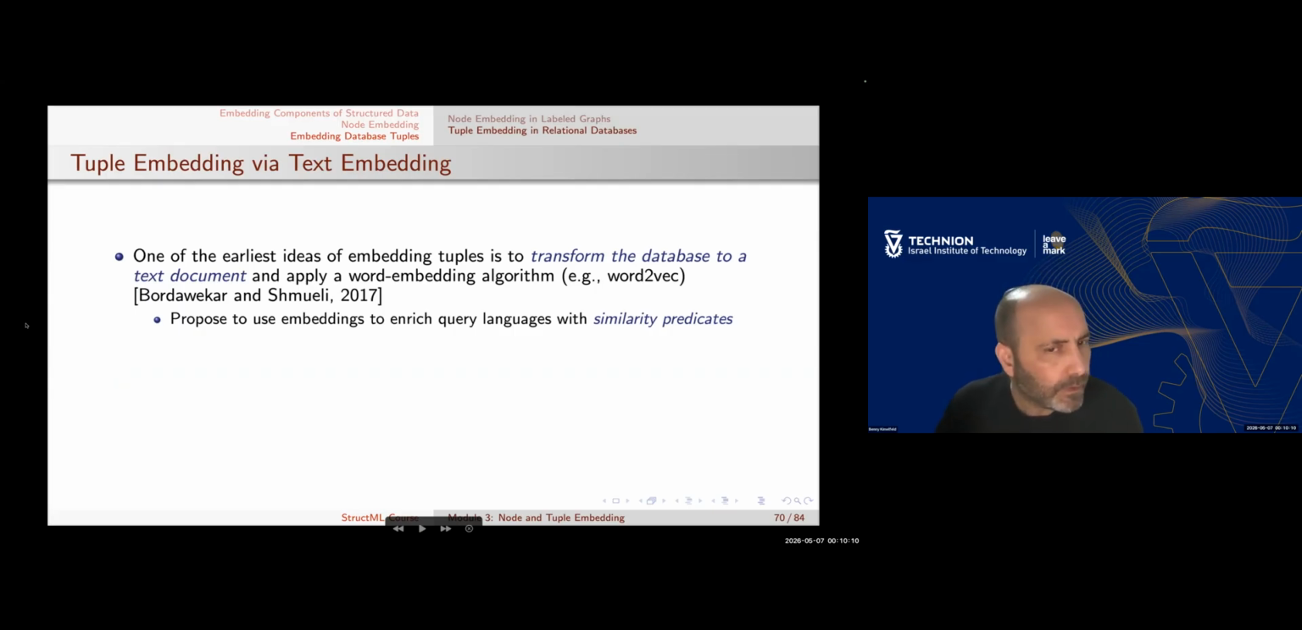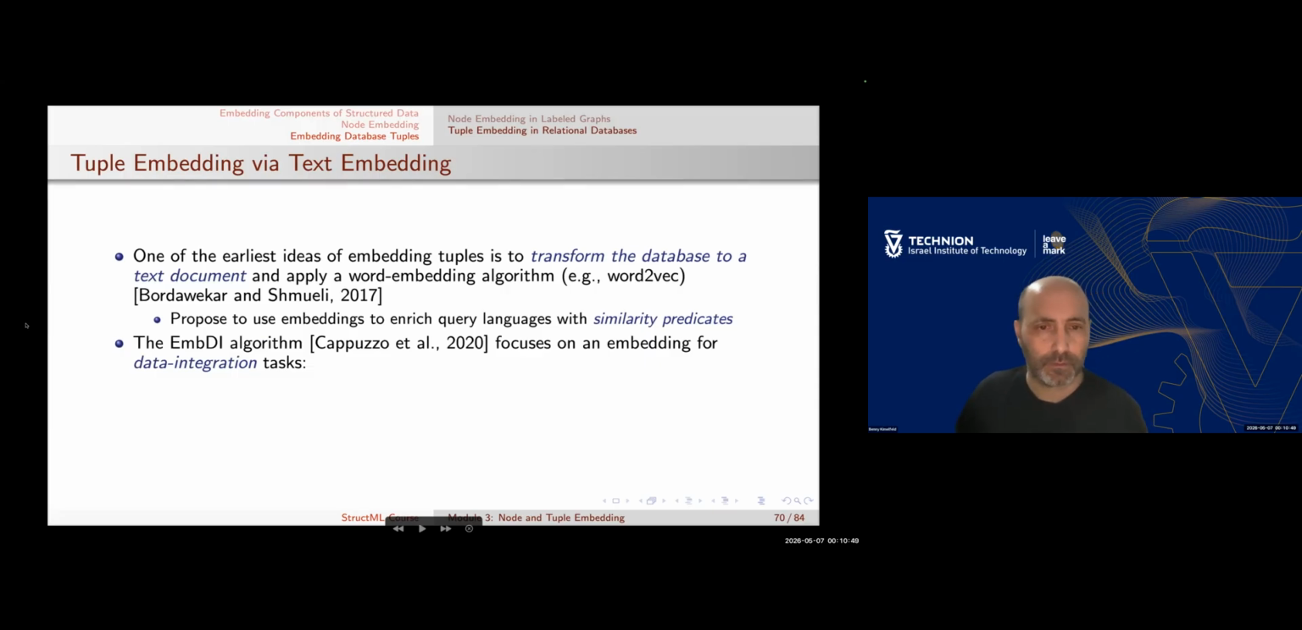And so early ideas were things like let's treat the database as a text document, like writing down the tuples. Apply Word2Vec, apply some language model, and use the embeddings that you get on the words as embeddings of the cells, basically. And you can combine them to tuples and so on. And the idea was to use these embeddings to enrich the query language, SQL, with similarity predicates, saying two things are close to each other.